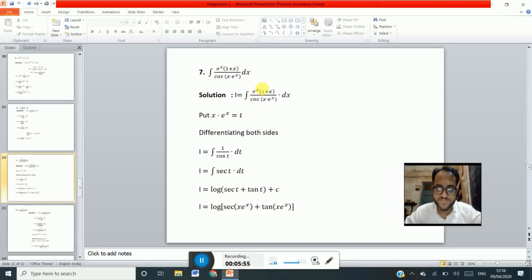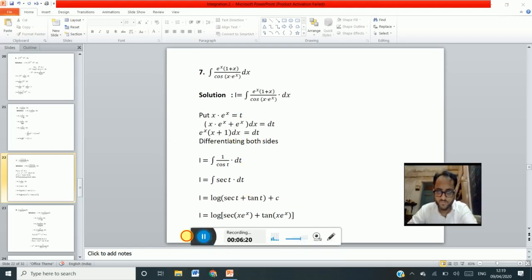The integration of e to the power x into 1 plus x upon cos of x into e to the power x, right? So again, let I be the given integral, then put x into e to the power x equals t. When we differentiate this, what do we get? According to the product rule, x into e to the power x plus e to the power x into 1 equals dt. Take e to the power x common: x plus 1 dx equals dt, right?